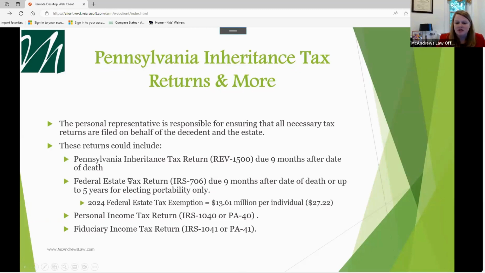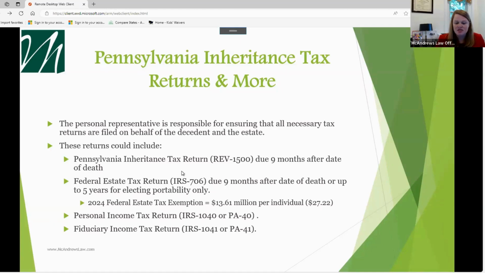Jumping back to the Pennsylvania inheritance tax for a second, there is no exemption in Pennsylvania. So if your net estate is a dollar, Pennsylvania is going to be looking for whatever their share of that is. The only way to really get out of Pennsylvania inheritance tax is to give everything that you have away and then live for a year, which becomes a little bit more difficult if you've given everything away.